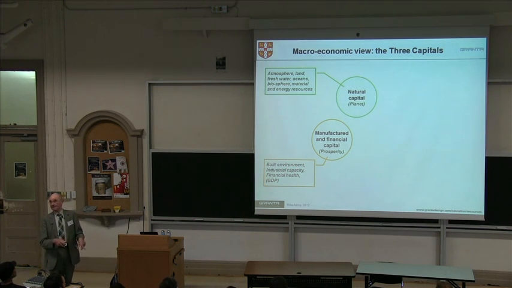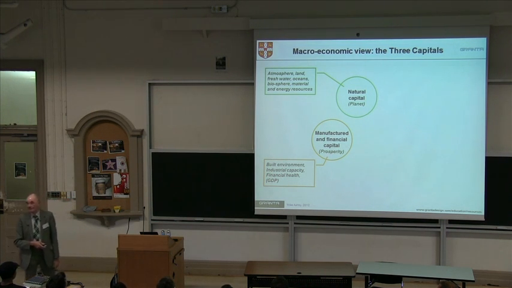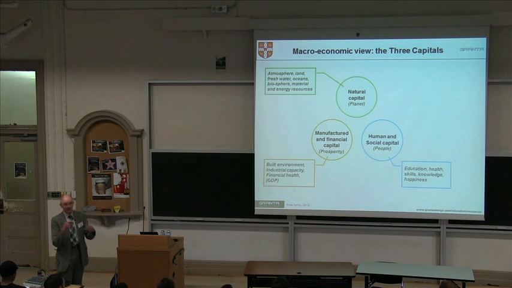This university is manufactured capital. Not the intellectual content, I'm talking about the buildings and the infrastructure. There is things like the financial health of the country, the GDP of the country. That is all manufactured and financial capital. And then finally, there is human and social capital, and that includes what goes on in this university: education, healthcare, skills, knowledge, happiness, and that kind of thing.